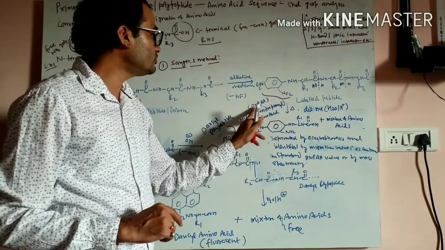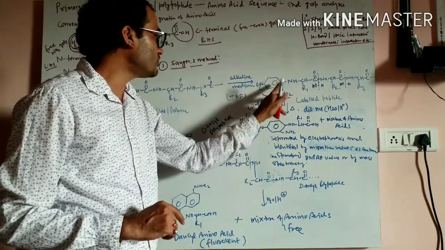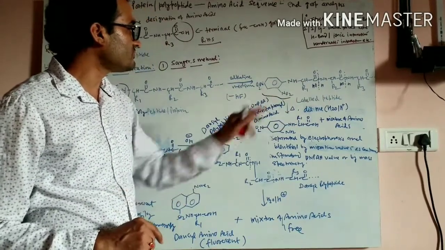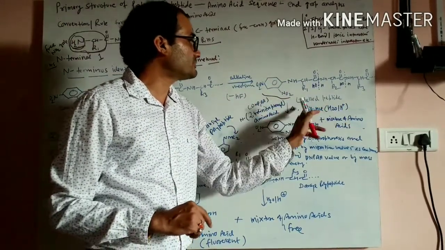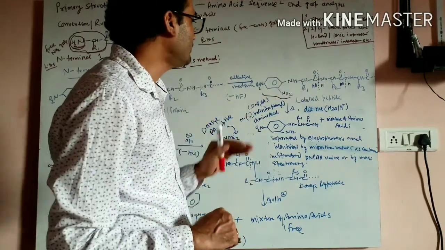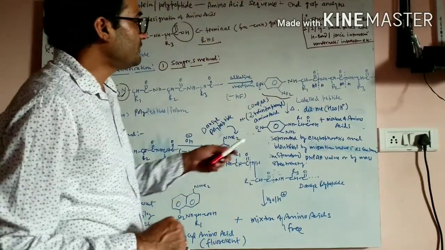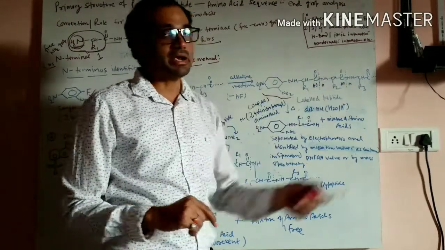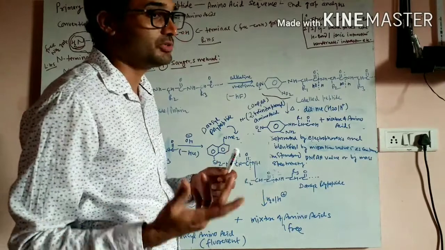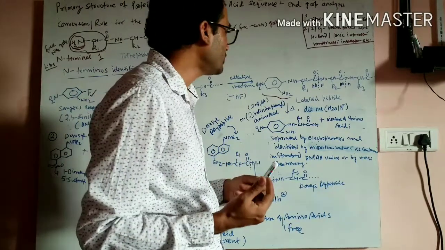So this is 2,4-dinitrophenyl, and this is the amino acid. This is the labeled peptide. Now this peptide chain is labeled. Now what will we do? Now we will cleave the amide linkage. We will hydrolyze this amide, this peptide, this protein molecule.